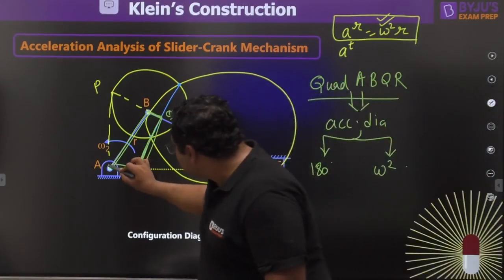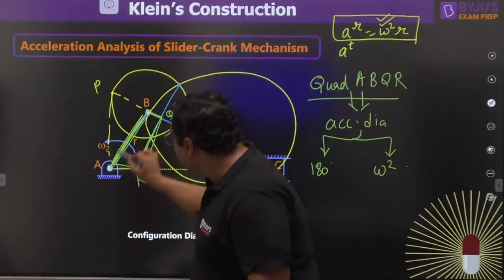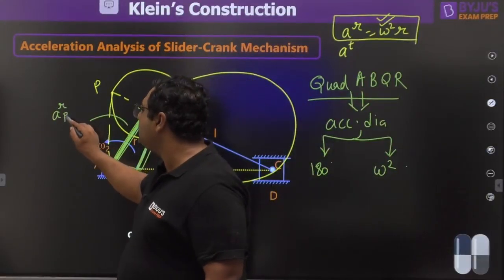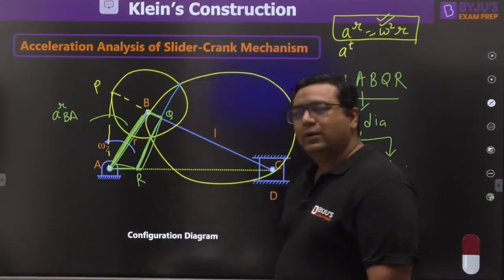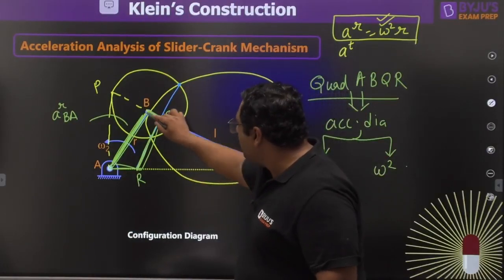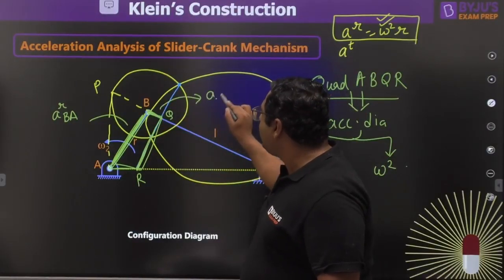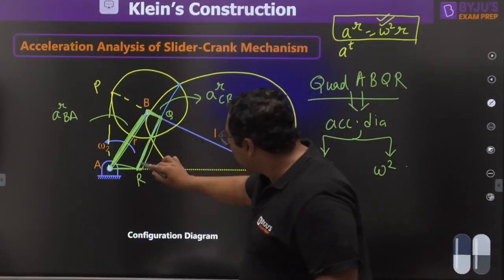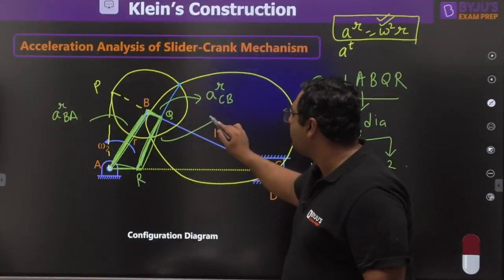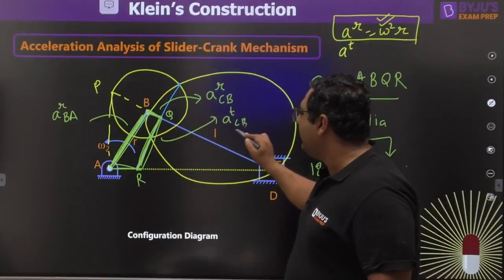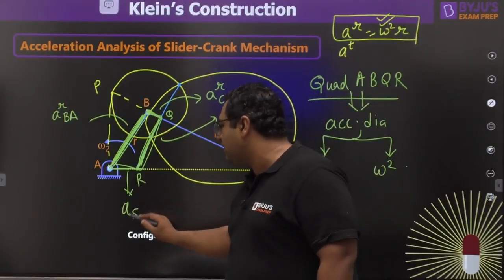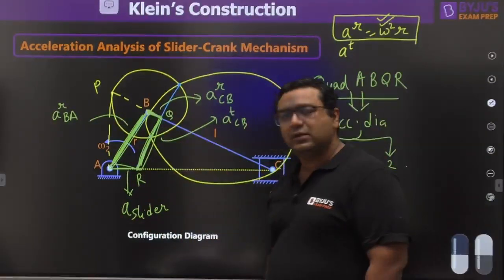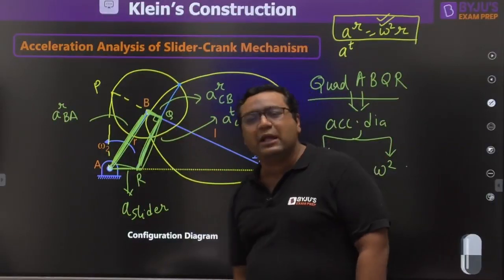You can see, my dear, this AB is going to give you the radial acceleration of B with respect to A. And this BQ will give you the radial acceleration of C with respect to B. This QR will give you the tangential acceleration of C with respect to B. And this AR will give you the acceleration of the slider. Why? Because you know radial acceleration is always along the link, and tangential acceleration is always perpendicular to the link.